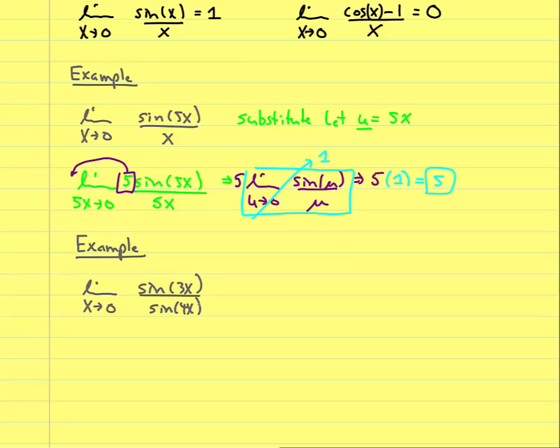Now if we, of course, always look at these and we think, okay, let's plug 0 directly in. So this would be the sine of 0 over the sine of 0, because 3 times 0 is 0, 4 times 0 is 0. The sine of 0 is 0, so I get 0 over 0, which is indeterminate. And of course, indeterminate means to do more work.